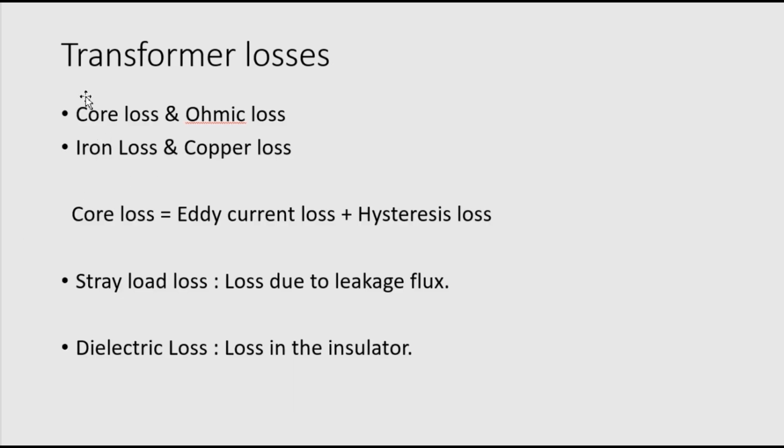Now, the losses are core loss and ohmic loss or copper loss, or they can be called iron loss and copper loss. Core loss or iron loss comes with eddy current loss and the addition of hysteresis loss. There are some other losses, like stray load loss, which is due to leakage flux. That means sometimes the transformer flux links with other parts of the transformer, and that is called stray load loss. Another loss can be in the insulation, which is dielectric loss.